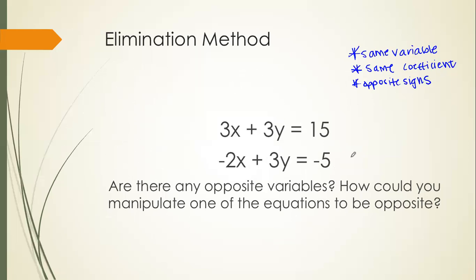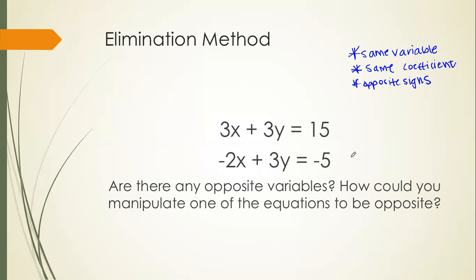All right, so we're looking for same variable, same coefficient, opposite signs. Do we see that? No. Do we see at least the same coefficient? 3y and 3y, right? Okay. So it's not hopeless. We can do something about this. We know there's the same coefficient. We just need one of them to have an opposite sign.